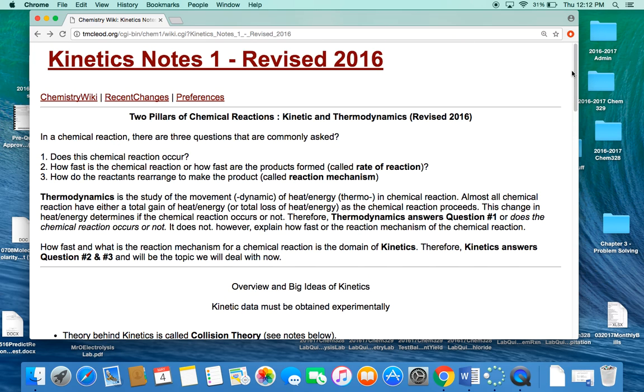So when we have a chemical reaction, usually there's several questions that are asked. The first one is, does this reaction occur or not? And then another question is, well, if it does occur, how fast can you make the products? In essence, how fast does it react? And then the third thing is, well, how does it actually come together? In essence, how do the reactants actually become products?